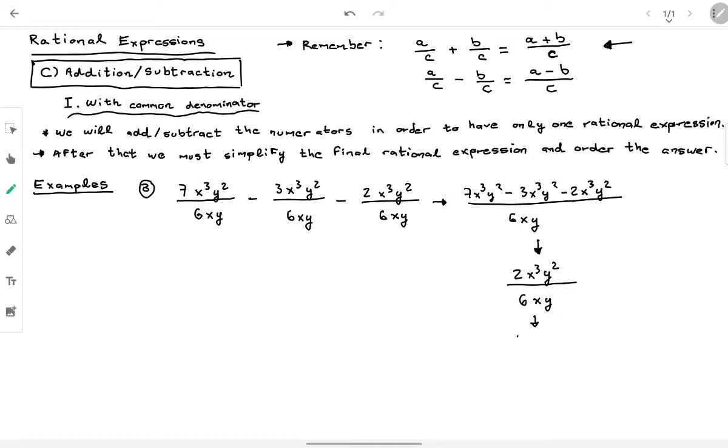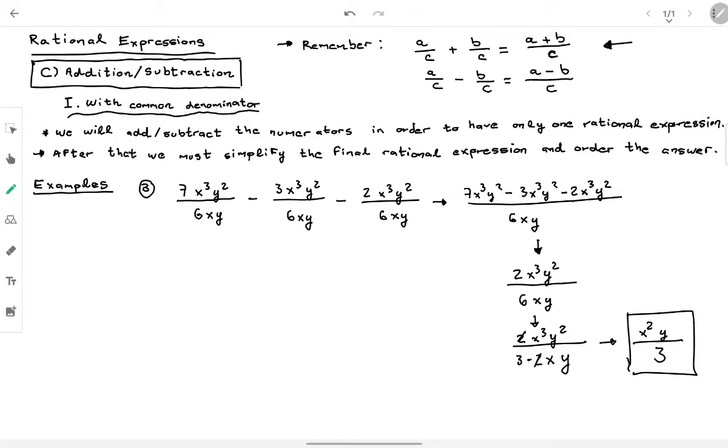It's going to be 2x cubed y squared over 3 times 2xy. So we can eliminate these 2 with these 2. So the answer is going to be x cubed and x, it's going to be x squared on the numerator. Y squared minus y, it's going to be y in the numerator, and it's going to be all of it divided by 3. And this is going to be the final answer.